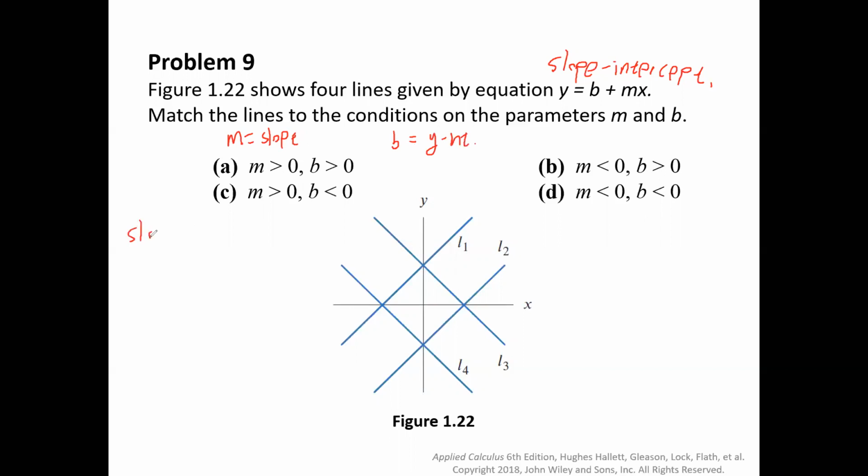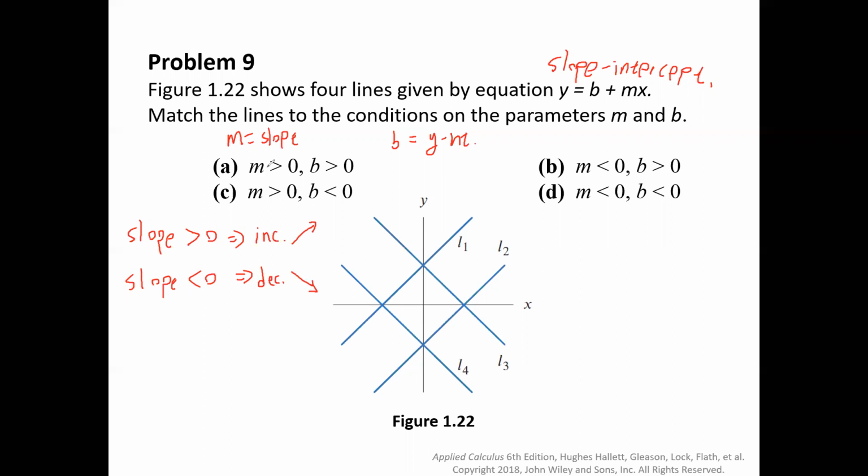Let's talk about this. If slope is positive, it means it's increasing. If slope is negative, that means it's decreasing. Remember, increasing means you're walking up as you're traveling to the right, and decreasing means you're going down as you're traveling to the right.